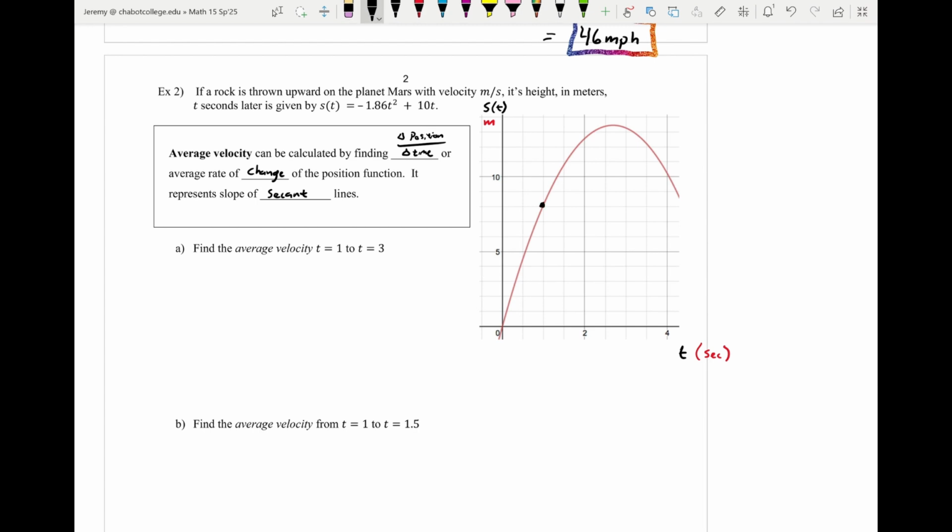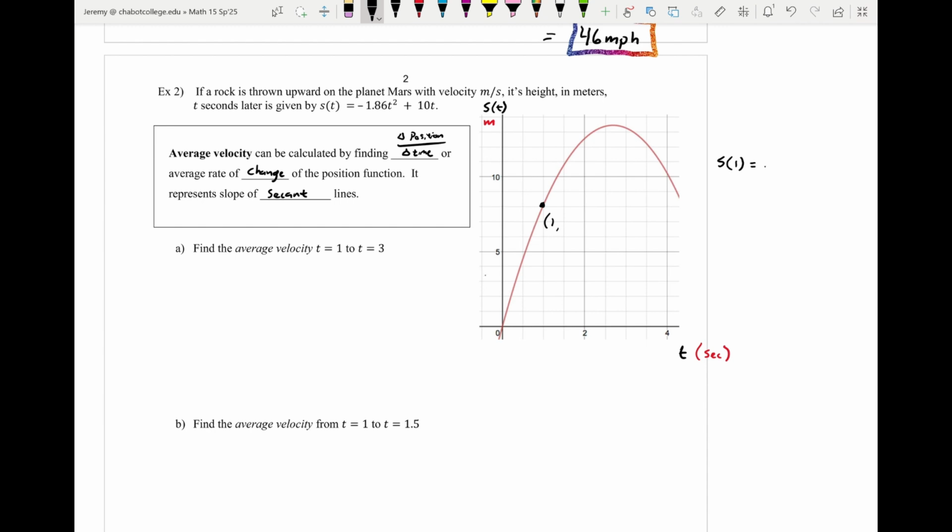This is where t is equal to 1. So the first coordinate is going to be 1. And the second coordinate, the s coordinate, we can compute by just plugging into the function here. So this is going to be s of 1. Off to the side, I'll just calculate.